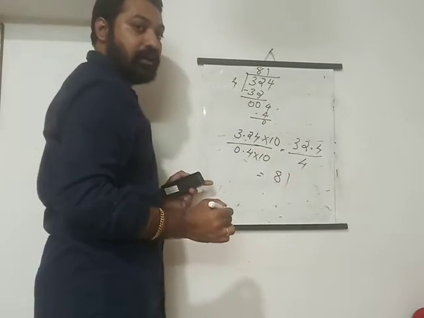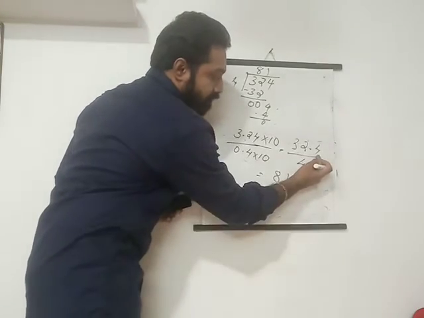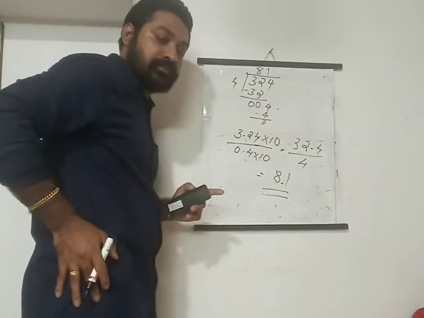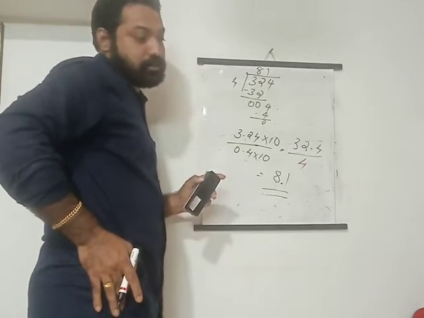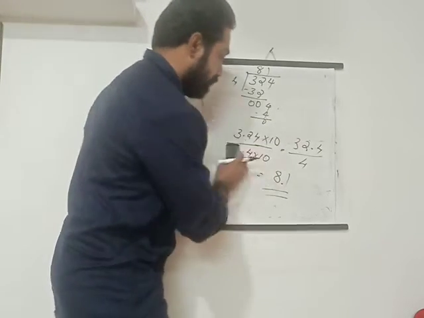81. Not finished. This is 32.4, so I have to put the point. This is the answer, 8.1. Understand? So 8.1 is the answer. This is the only thing you have to keep in your mind to divide the numbers. Okay. Take one more example.